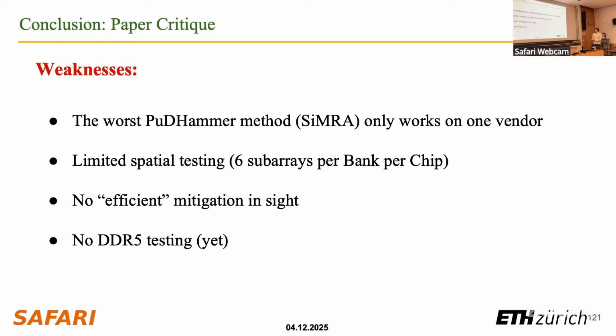They had some limited spatial testing because they had to choose 6 subarrays per bank per chip. Otherwise, the workload would become too large, I think. There's no efficient mitigation inside. They proposed one. Obviously, it's not efficient. But I think making a mitigation that is efficient is very hard, especially for this, because there's a lot of things that the manufacturer maybe didn't intend.